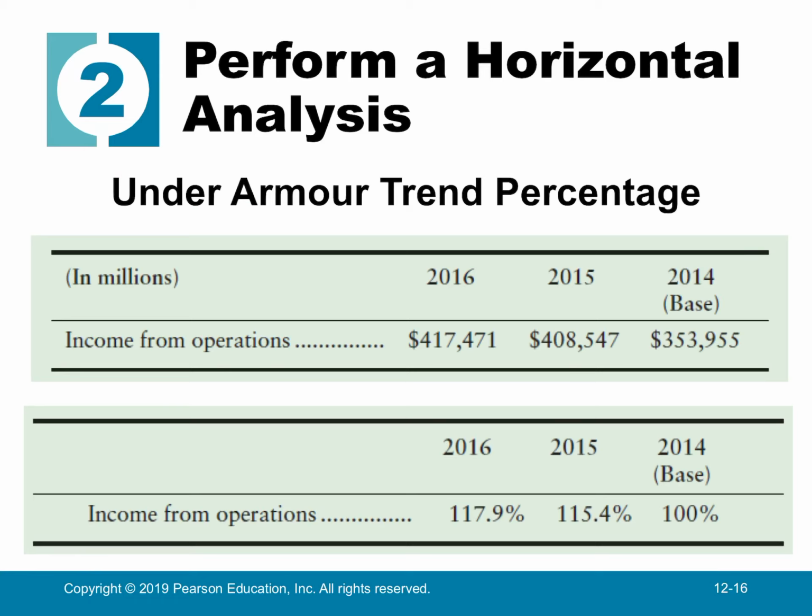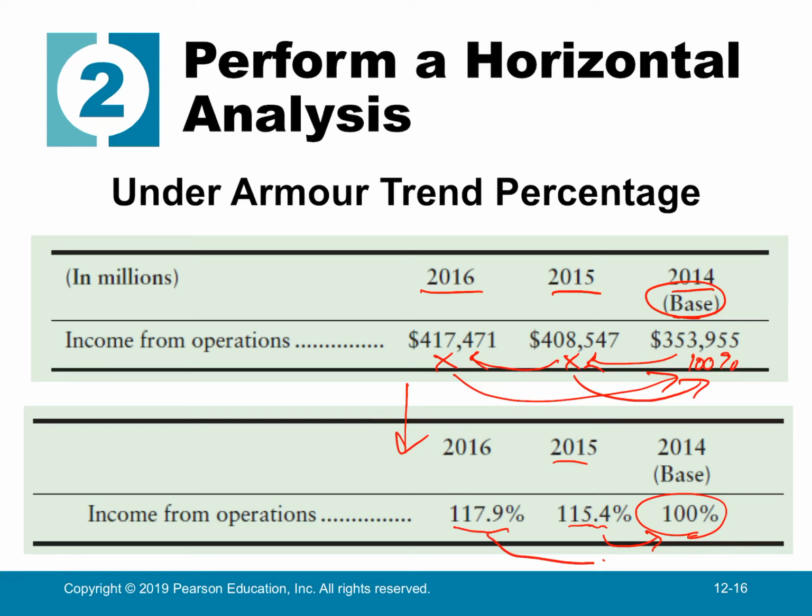Here you can see 2014, and we're going to treat that as the base year, 2015 and 2016. And you can see the trend of growth, right? So I make this year equal to 100%, and then I compare this year and this year relative to this 100%. So if I look at it here, let's go down to this lower box, you can see that the base year was 100%, 2015 was 115.4% of the base year, 2016 was 117.9% of the base year, right?